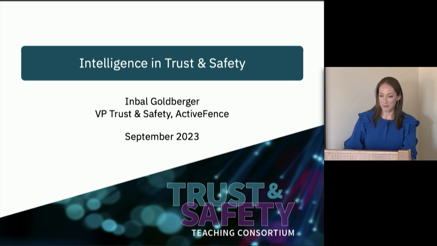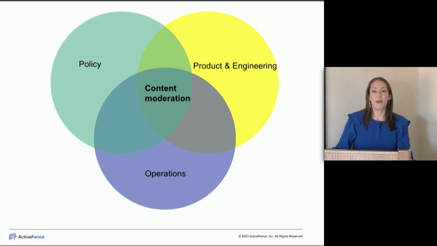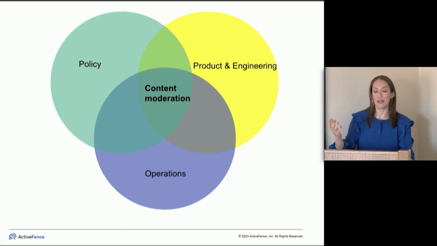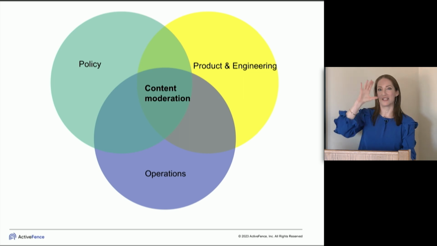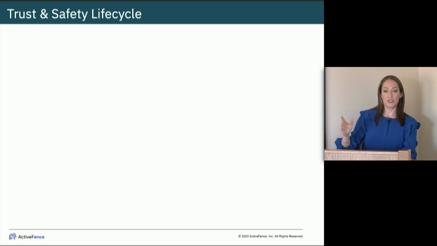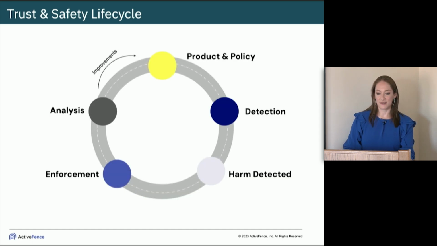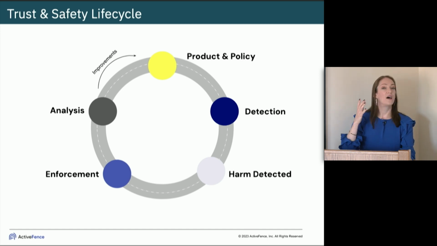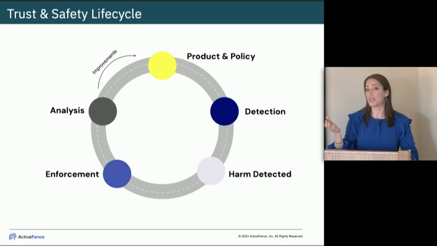So let's jump in. To illustrate where intelligence plays a role in content moderation or in trust and safety, I want to talk about the trust and safety life cycle. This will help us position intelligence inside this cycle. So what does the cycle look like? We start with the creation of a product. It could be big or small, like a whole platform or just a feature.